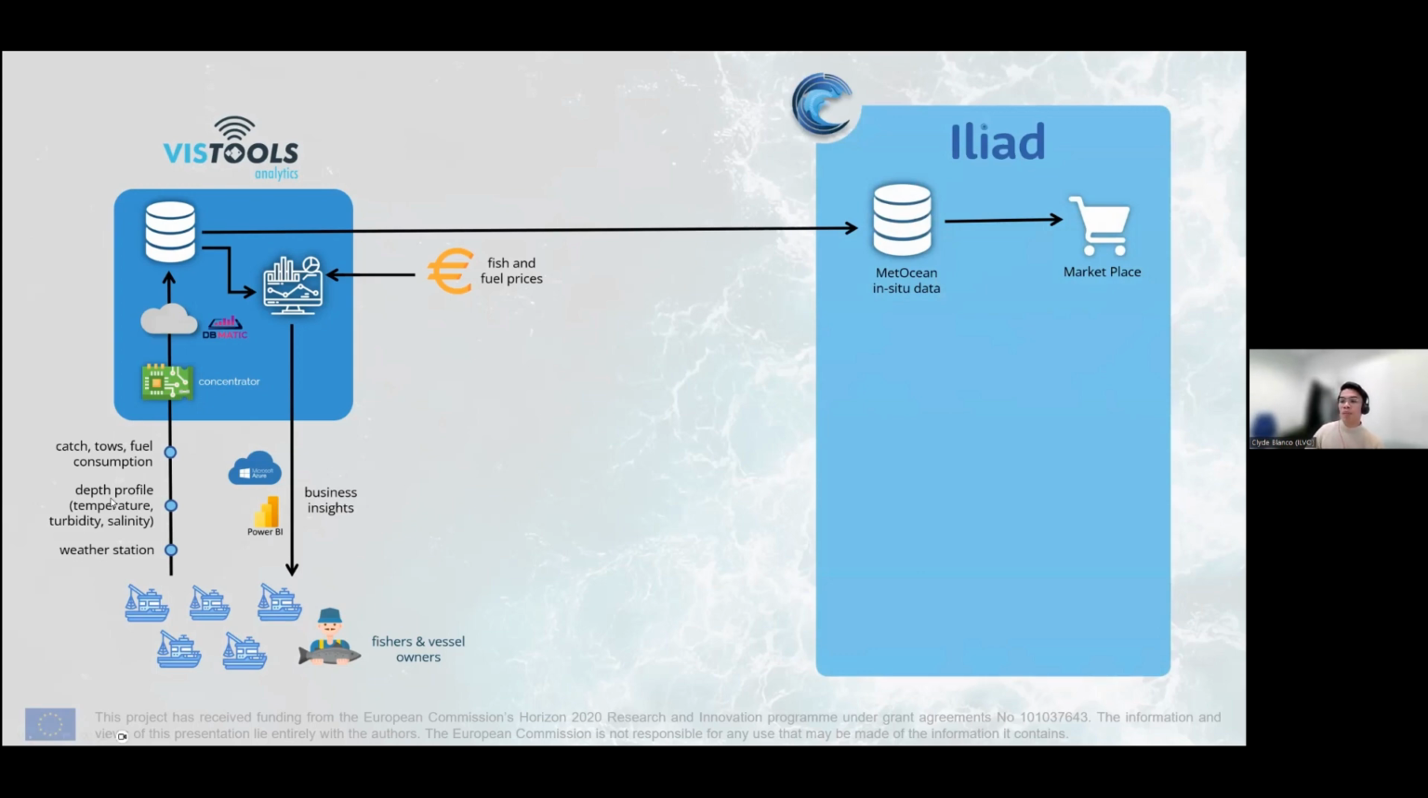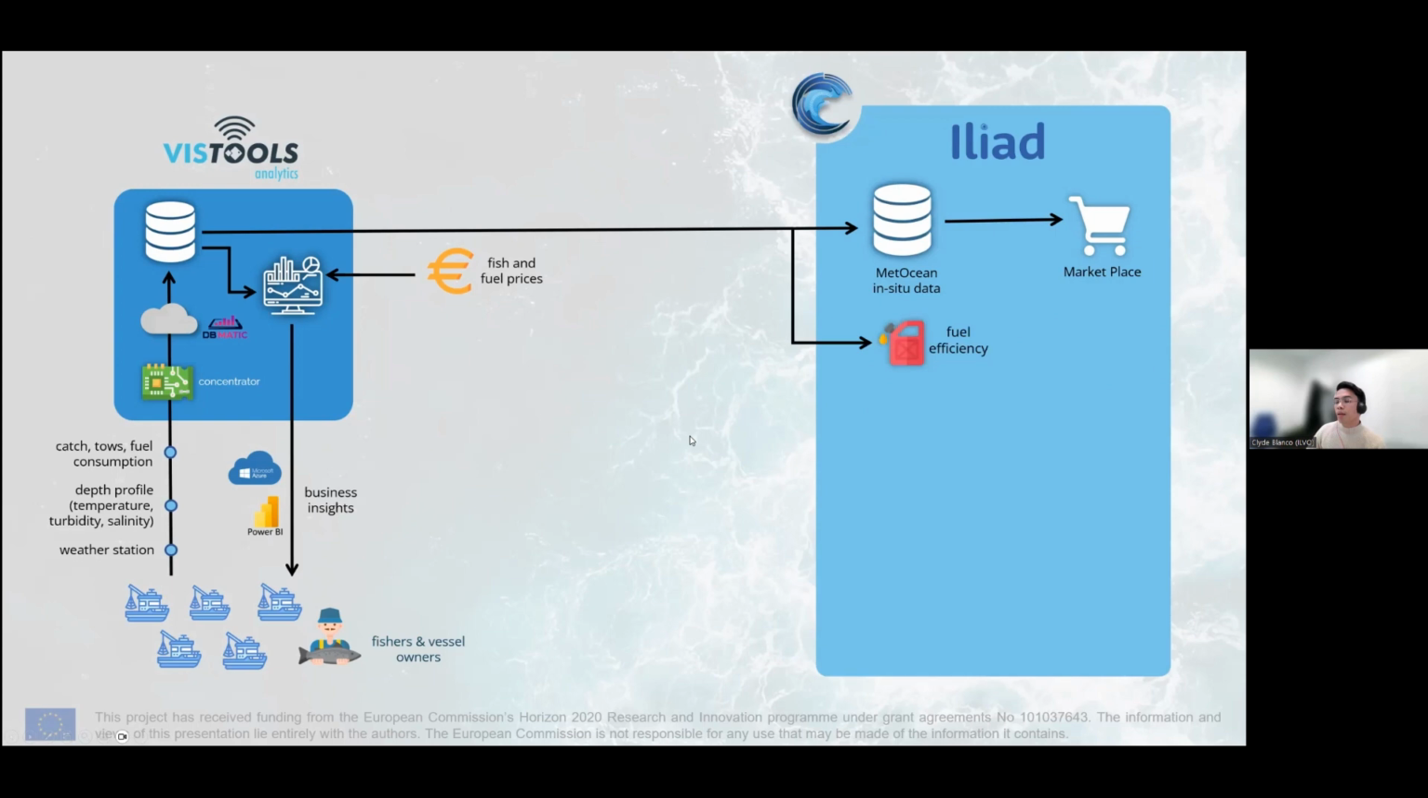So for example, the depth profile of temperature, turbidity, salinity, at the same time, data gathered by the weather station, to the marketplace. And this could be used, for example, as in situ data to calibrate ocean models. Because, for example, the Belgian fleet does not only fish in the North Sea, but they go to different areas such as the English Channel, the Bay of Biscay, and the Irish Sea.